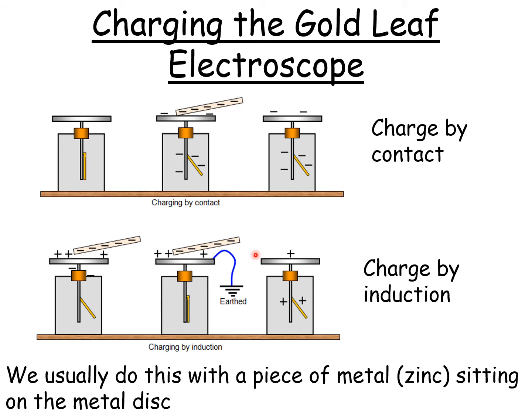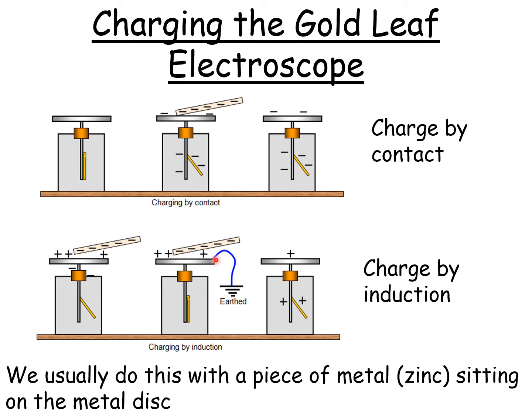Charging by induction is a little bit trickier, but the idea here is, again, we use a negative conductor, and we basically move all the positive charge to the top of the plate and the negative charge to the bottom. And the reason for that is because the negative charge on the plate here will be repelled by the negative charge on the stick here. So that leaves your positive charge at the top and your negative charge at the bottom. Because this is all negatively charged, the leaf will rise up.